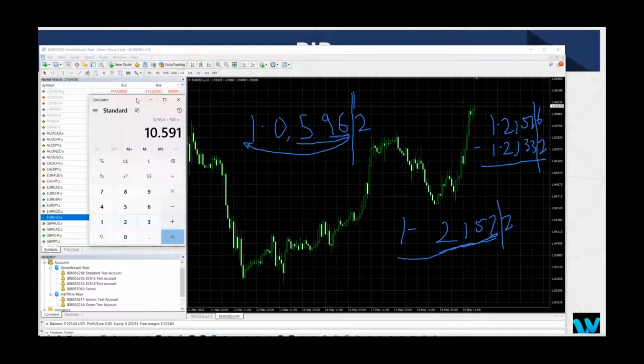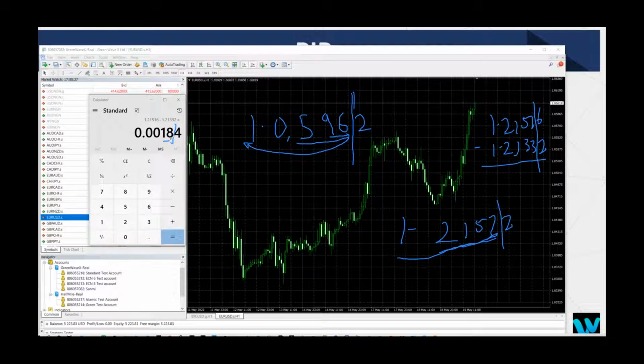So we can do 1.21516 minus 1.21332. I don't think what I did there is right. 1.21516 minus 1.21332. Okay, so what do we have there? We have 0.0018. So where's the pip coming from? The pip starts from here.